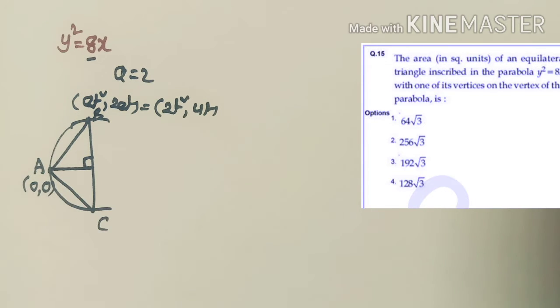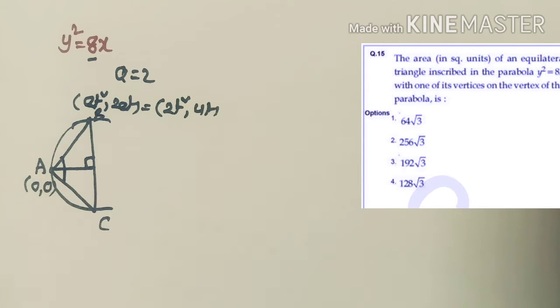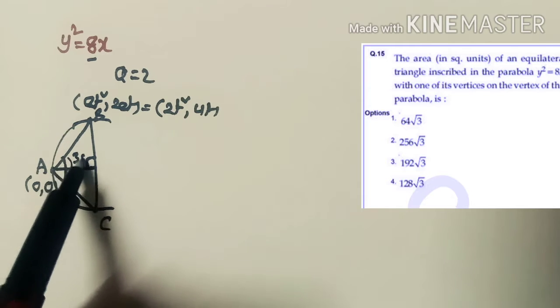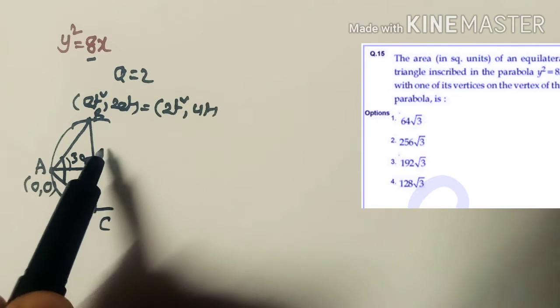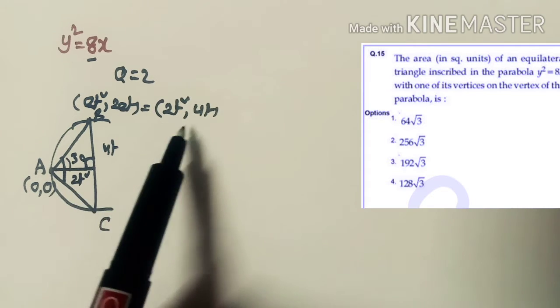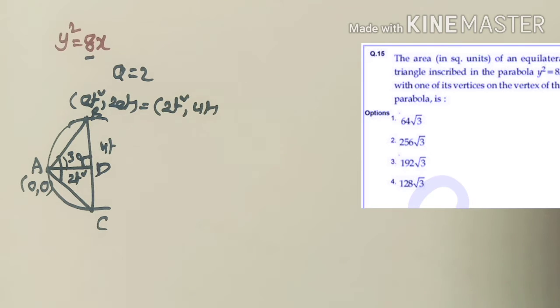That is, here the angle is equal to 90 degrees. And here we already know that this total angle is equal to 60 degrees since it is an equilateral triangle. So half of the value is equal to 30 degrees. And here this is 4t. This is 2t square. So here we have the point (2t square, 4t). Take this point as D.